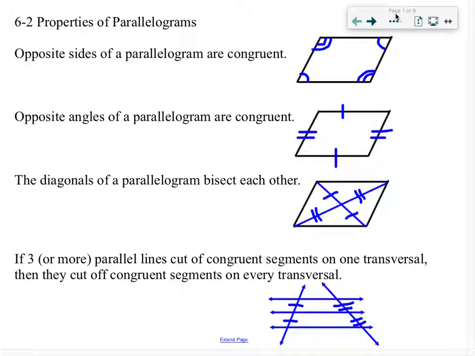Opposite sides of a parallelogram are congruent, opposite angles of a parallelogram are congruent, and the diagonals of a parallelogram bisect each other. That's in addition to the definition of a parallelogram, which says that the opposite sides are parallel. So we kind of know four things. This last one here, it kind of works with this idea.